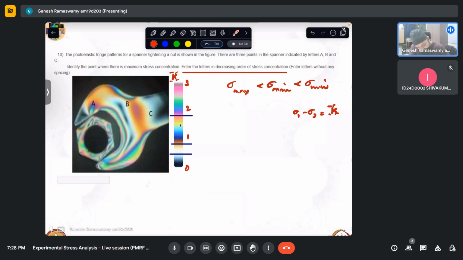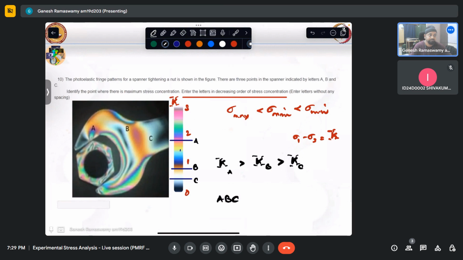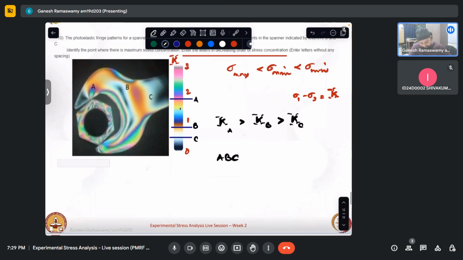So essentially we have A here, B here, and C somewhere over there. So K for A is greater than K for B, greater than K for C. So A, B, C is our decreasing order in which we have to put them. So I hope that is clear. If there are any questions in what we are discussing, please feel free to ask. In the meantime, I'll move on to the next question.